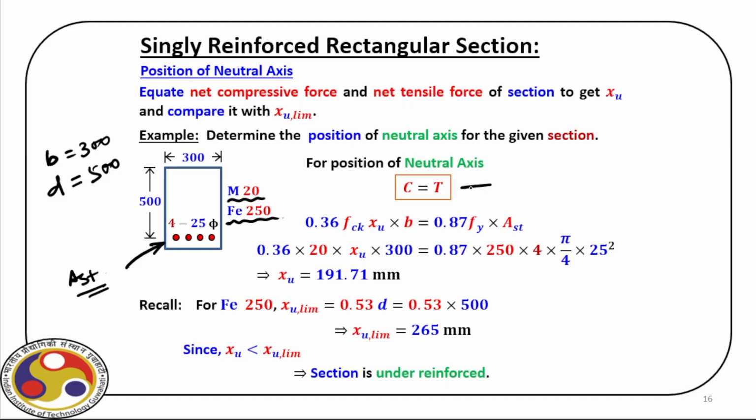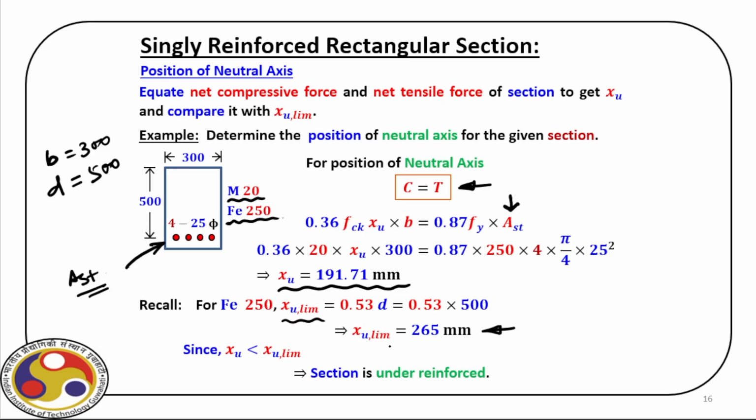We again equate C with T, and if you recall, this is the expression: 0.36 fck times xu times b is equal to 0.87 fy times Ast, and from there we know everything. We already know Ast, and then from that value we can find out xu for this case. Now recall, for 250 steel we have already evaluated xu limit, which is 0.53D. So xu limit for this case is 265.